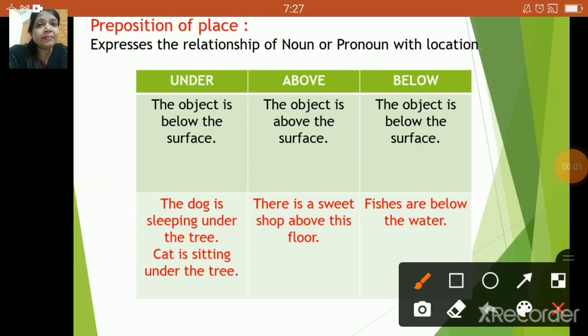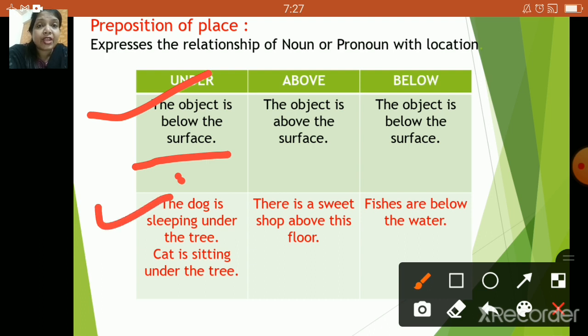Few more examples. Preposition of place, again express the relationship of noun or pronoun with location. Under. Now when are we supposed to use under? The object is below the surface. Okay, now this is your surface and below there is an object. Example, the dog is sleeping under the tree.